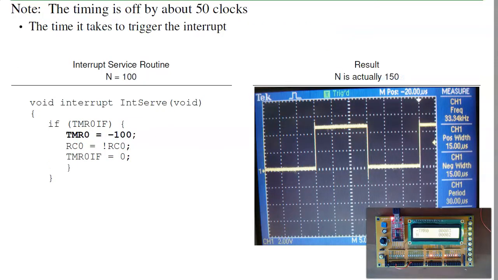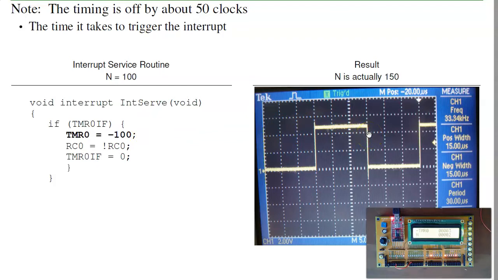I can actually see how much I'm off. If I change this to something smaller, 50 clocks out of 10,000 is not easy to see. Try 50 clocks out of 100, now it's more significant. On paper, I'm interrupting every 100 clocks. In practice, I'm interrupting every 150 clocks. Those extra 50 clocks come from the interrupt service routine. It takes about 50 clocks to trigger the interrupt, hence my timing's off by 50.